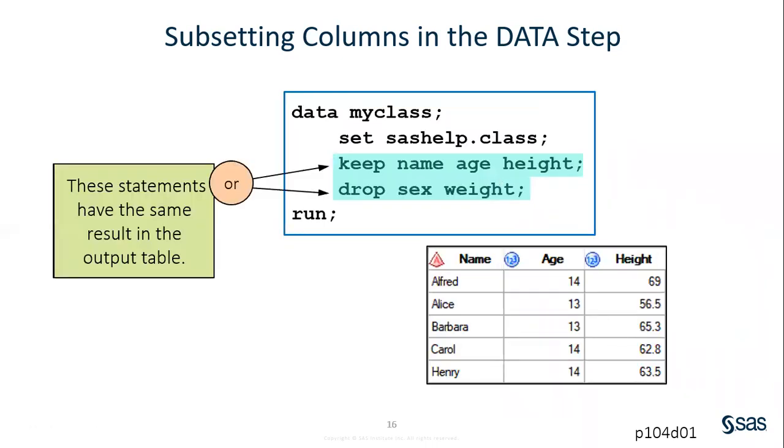So this is or. That's what I was telling. Any one of it. These statements have the same result in your output. So you are keeping name, age, height, that means you're dropping sex and weight. See, there is no sex and weight here. Either of it.